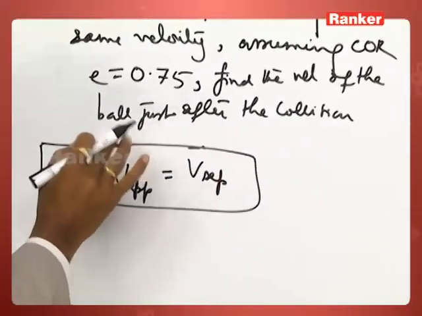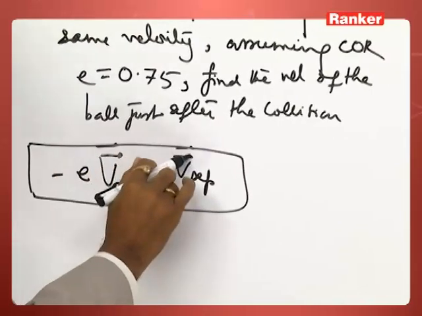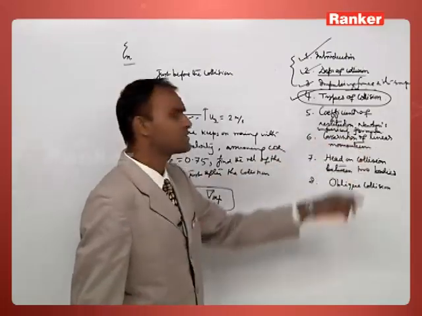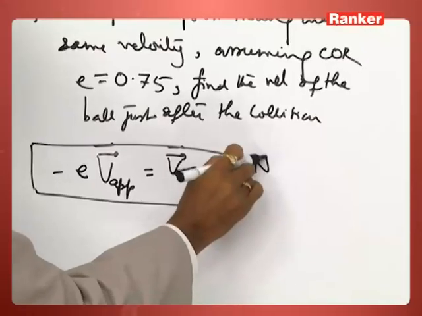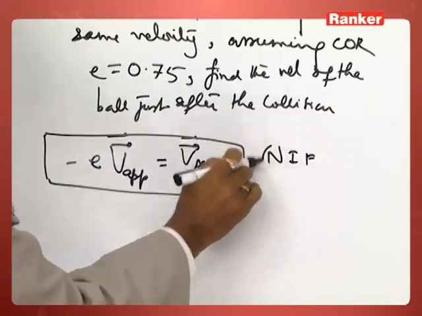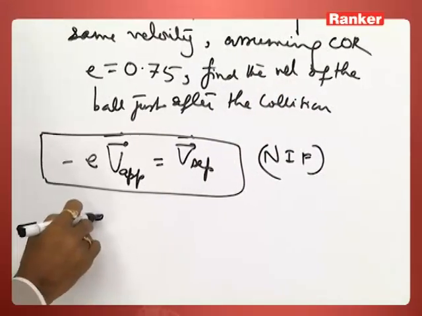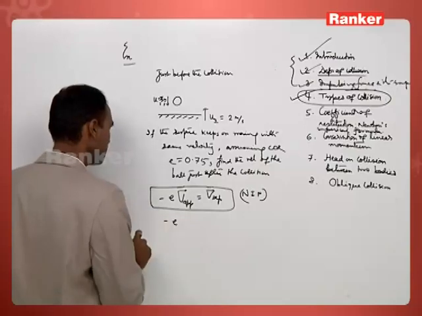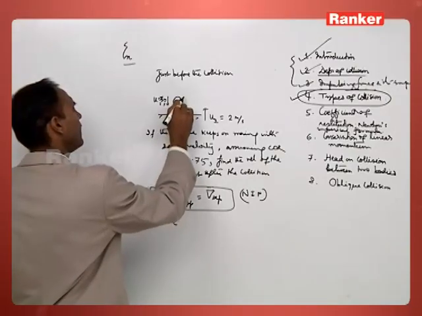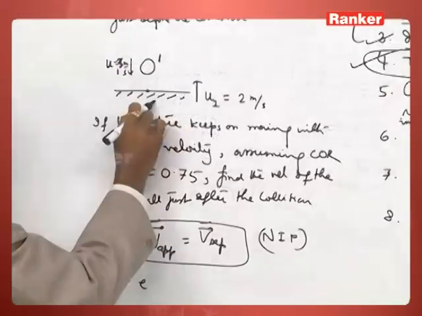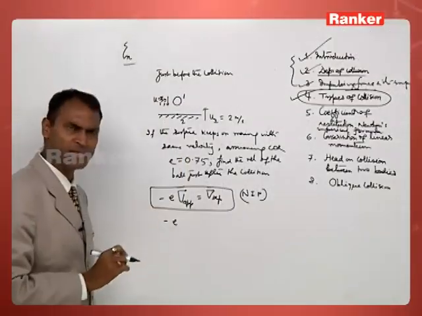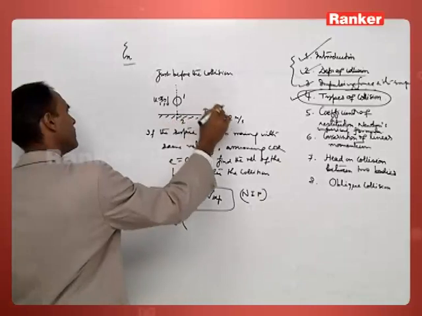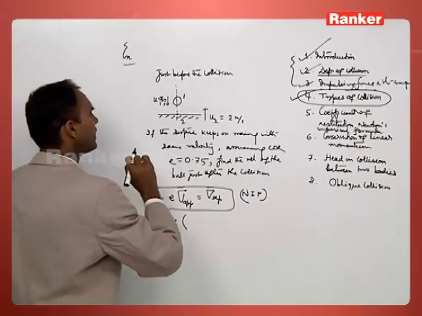This formula is known as Newton's empirical formula. Approach velocity is nothing but the relative velocity between the colliding objects along the line of collision.